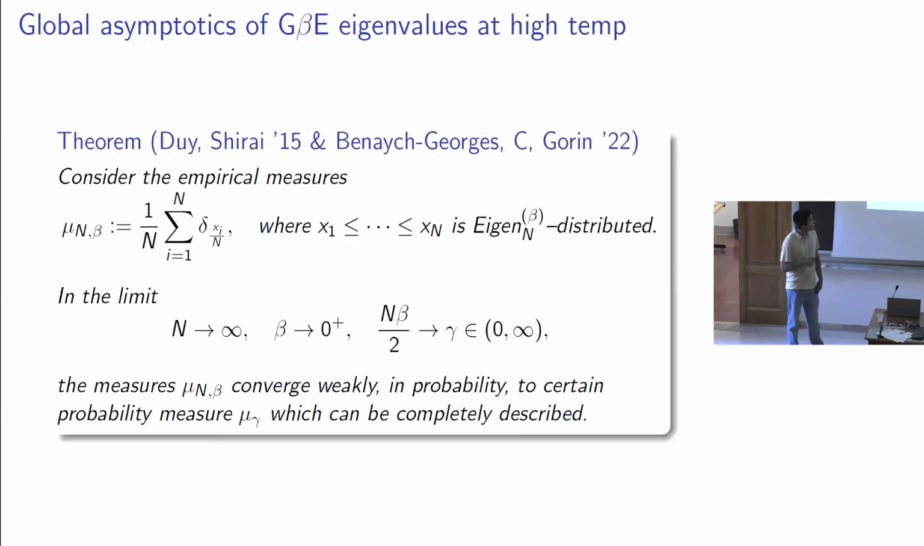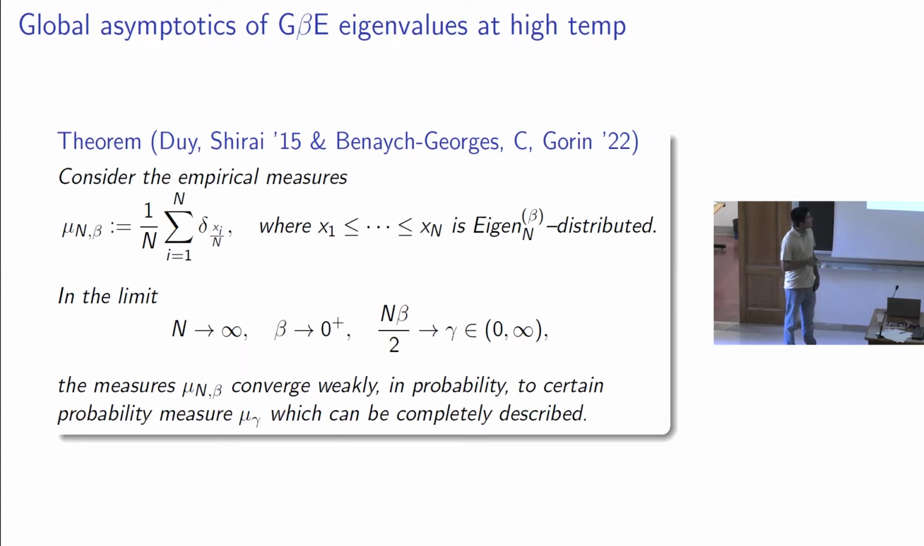So that's a theorem. And also Allez and Shirai in 2015 have the same result that's stated here. That's the following. Take the n eigenvalues x1 through xn. They're distributed with respect to this measure, which depends on beta. Look at the empirical measures. In this case, the xi's need to be divided by n. And look at this regime, which I call the high temperature regime. So recall beta is the inverse temperature. So beta has to go to 0, and I do it in such a way that n times beta divided by 2 converges to gamma, which is positive.